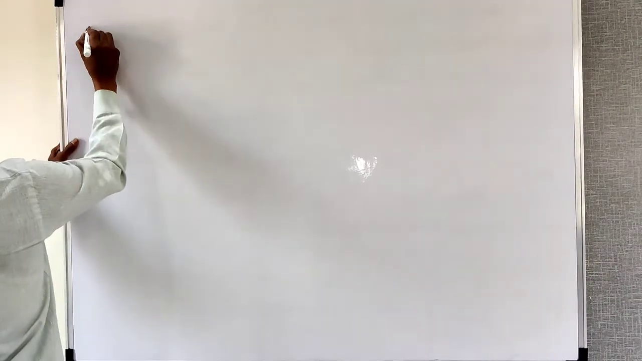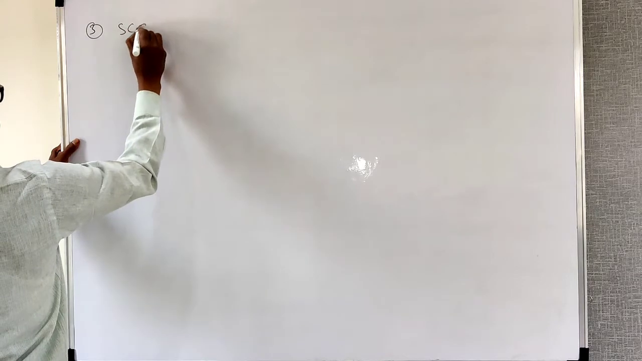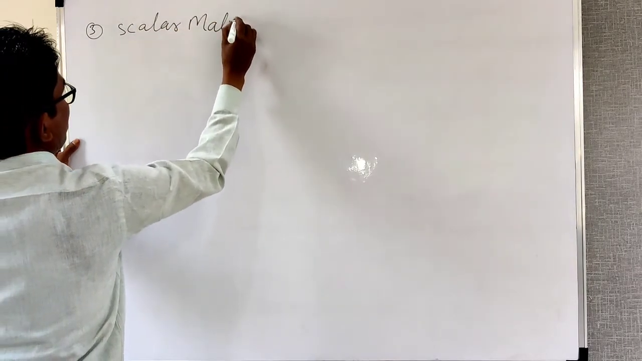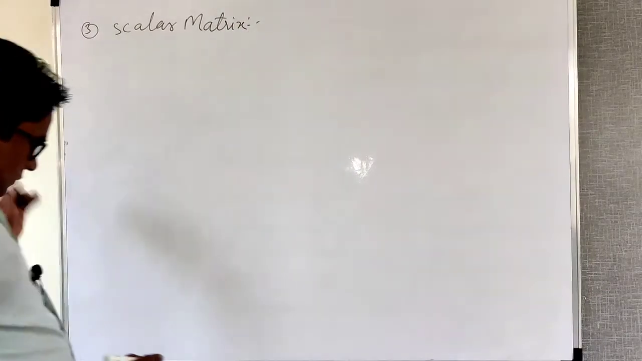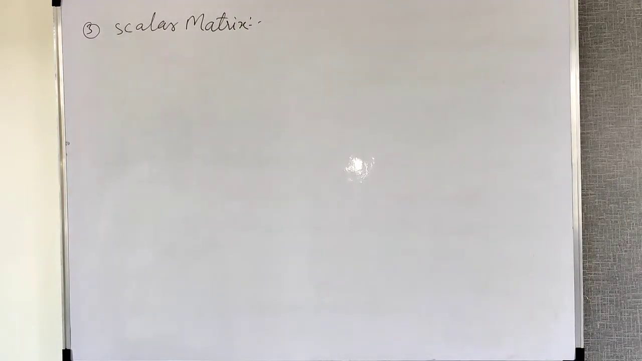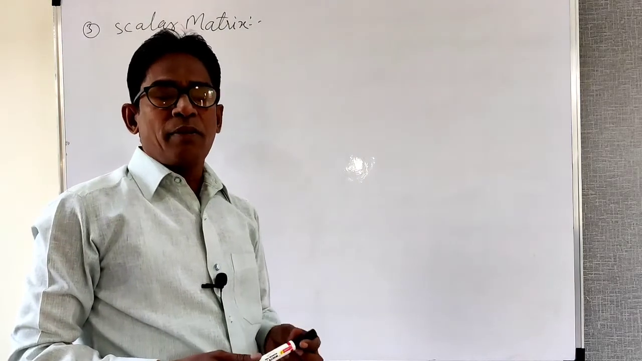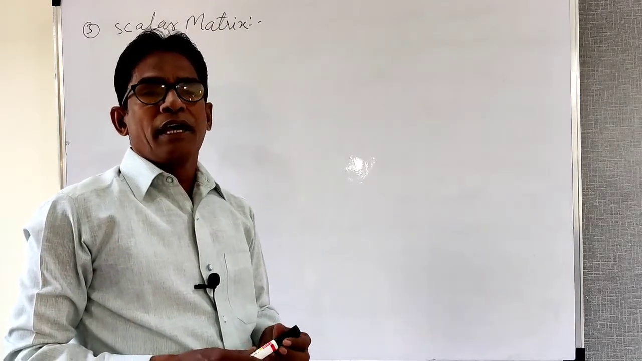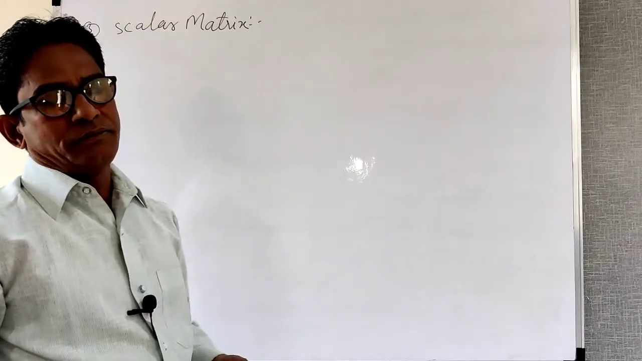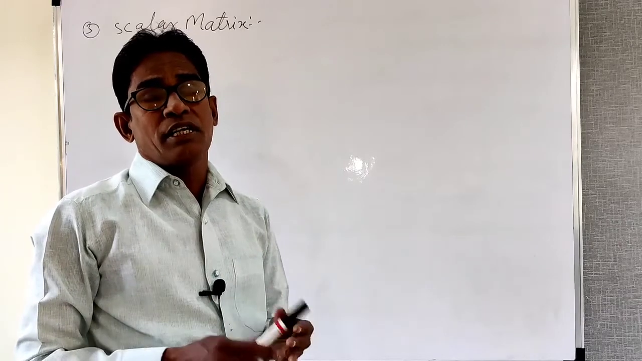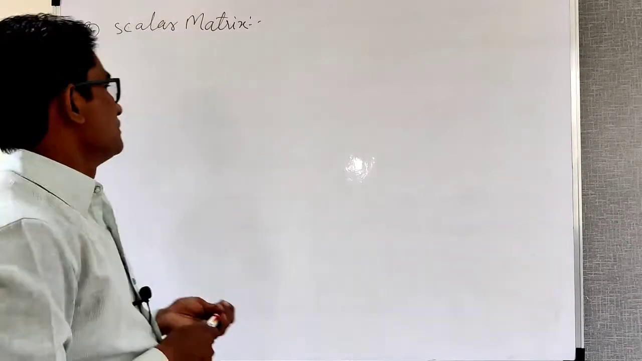The next, scalar matrix. Next one is scalar matrix. So what is scalar matrix? In a square matrix, except diagonal elements, all elements should be 0 and the diagonal elements are equal to each other.